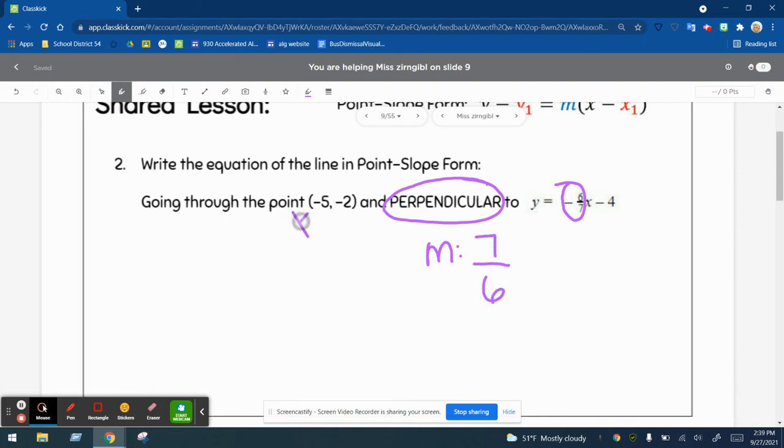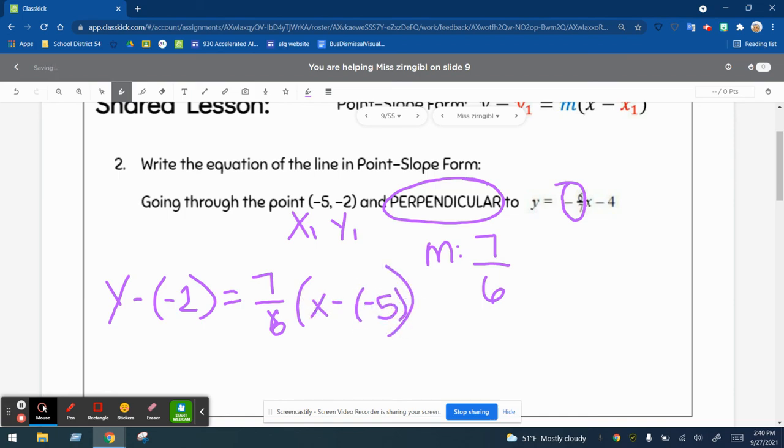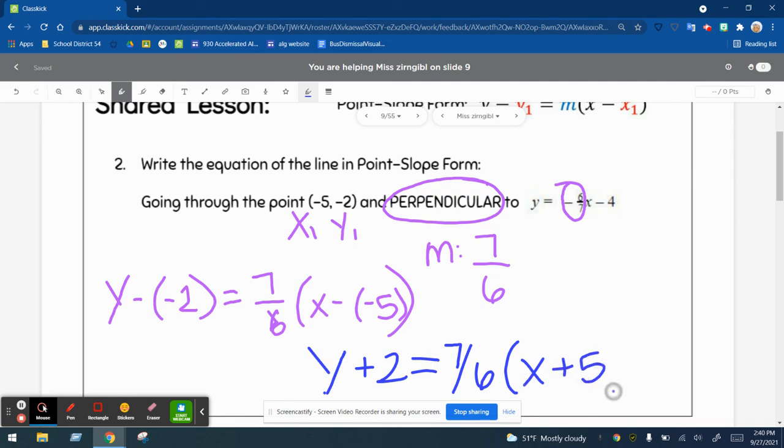And again, I have x1, y1, and let's put it in our equation. Y minus negative 2 equals m, 7 over 6, times x minus, in this case, negative 5. Okay, from there, we have to change our minus a negative, right? So I'm going to have y plus 2 equals 7 over 6 times x plus 5. And there is my perpendicular line.